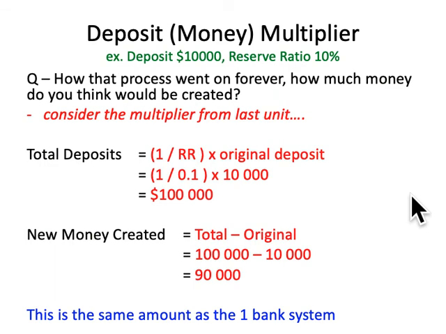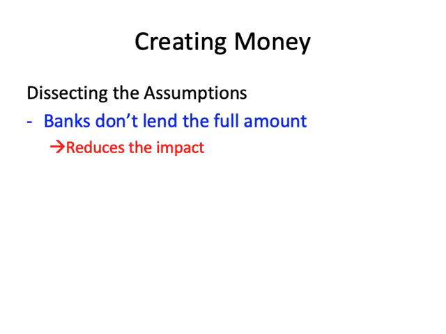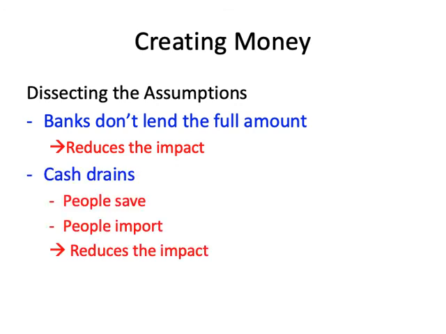And this $90,000 is the created money. And now we're back. That's exactly the same as the multi-bank system. $100,000 total deposits, $90,000 in created money, right? So the one bank system creates the same amount of money as the multi-bank system, but the multi-bank system takes much longer, and the one bank system will take one step. So let's dissect these assumptions that we had before. Remember, we talked about banks don't lend the full amount. If they do, full impact, but if they don't, the impact will be smaller. There'll be less reserves, less loans, less impact.